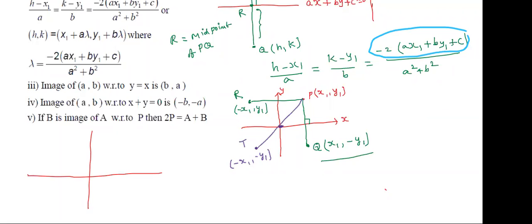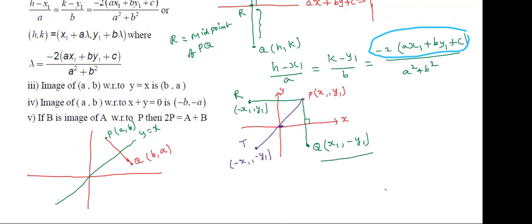Now this is the line y is equal to x. Y is equal to x means it is passing through the origin. Suppose here the point P is A comma B. What is the image of P with respect to the line y is equal to x? So this is Q. Q is B comma A.